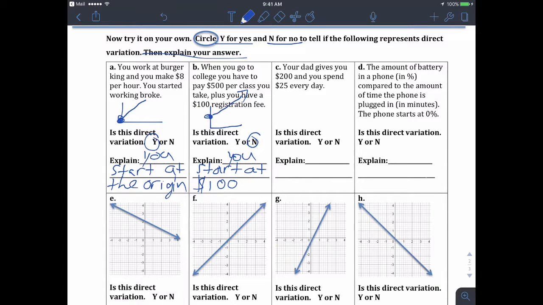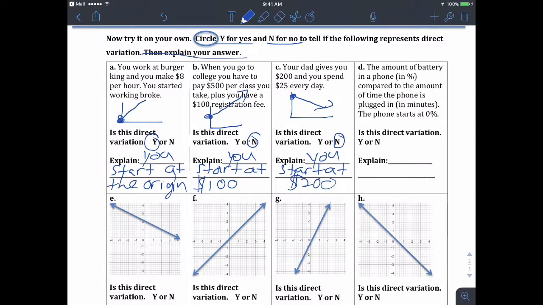All right, now for number C, it says your dad gives you $200 and you spend $25 every day. So you start at 200 and then you start spending money. This graph does not start at the origin, so we're going to say no, because you start at 200.